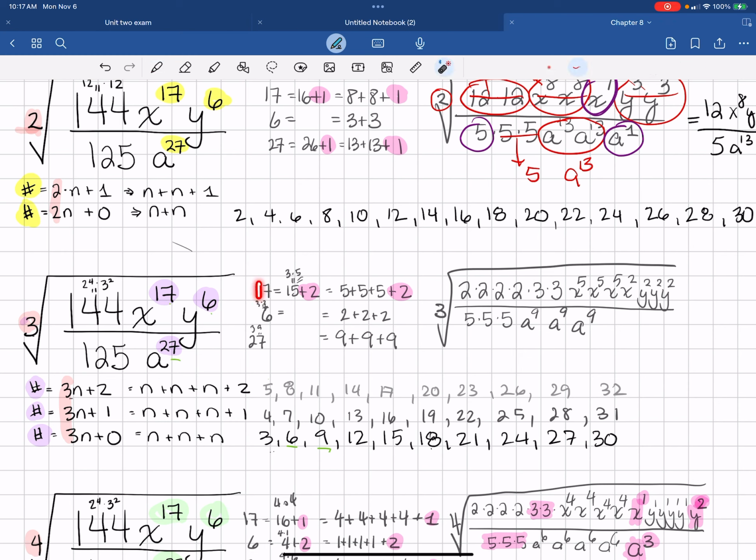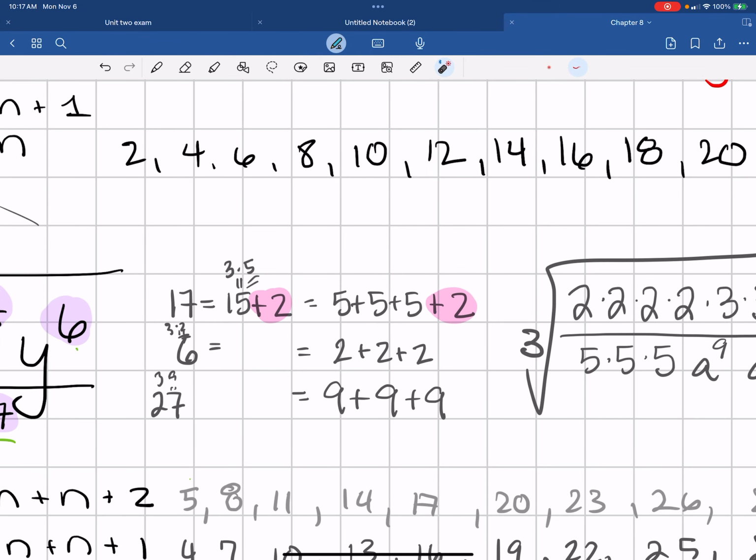So 17 is 15 plus 2. And 15 is one of my multiples of 3, and that is 3 times 5. So that means 5, 3 times. So I have 5 plus 5 plus 5 gets us my 15, and then I have my plus 2. 6 is 3 times 2, so that's 2 added to itself 3 times. And 27 is 3 times 9, so 9 added to itself 3 times.